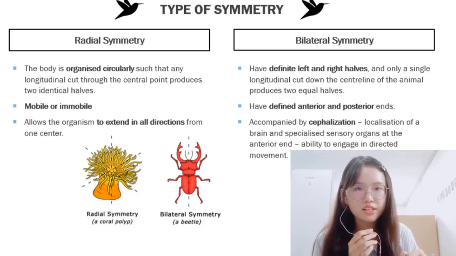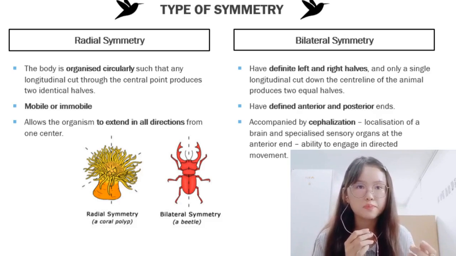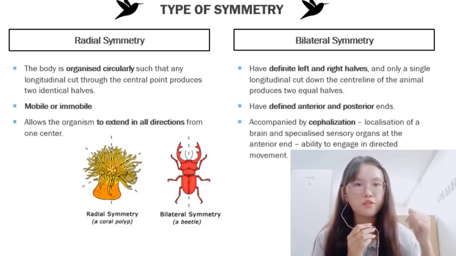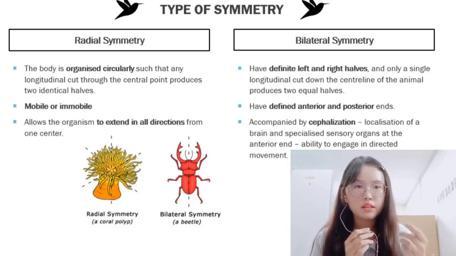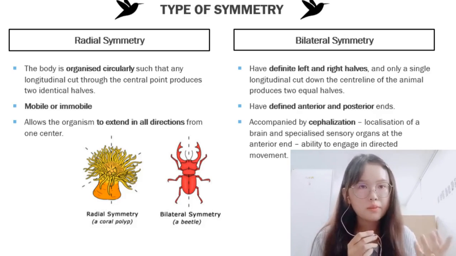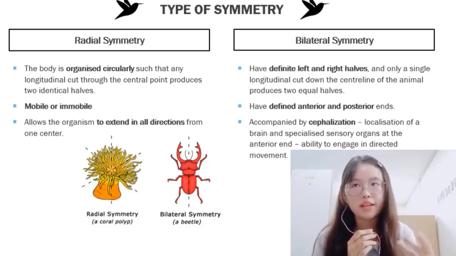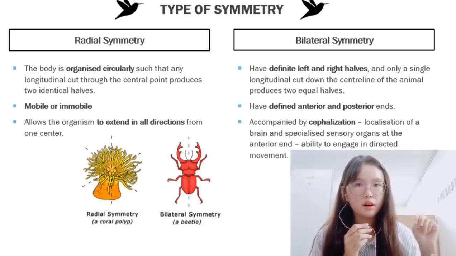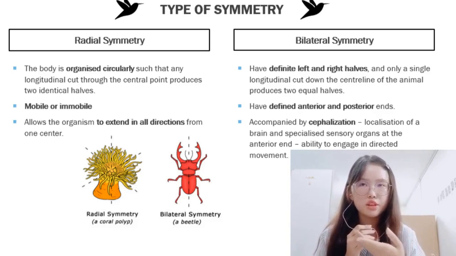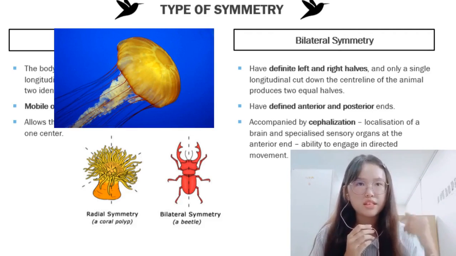So this animal is accompanied by cephalization, which is the location of a brain and specialized sensory organs at the anterior end. This gives them the ability to engage in directed movement as they wish. They want to move to their stimuli, to find their mate, find their food. So I will give you another two examples of this symmetry. For example, the radial symmetry is the jellyfish, and the bilateral symmetry is the turtle.